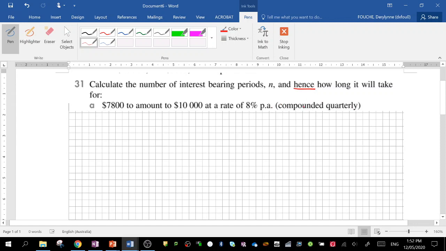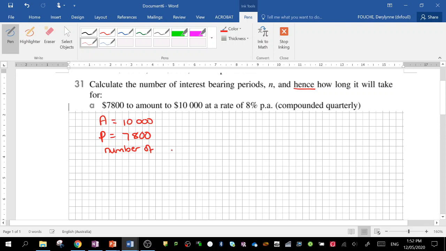Compounded, you're using your compound interest formula. Per annum, it's happening every year. Compounding quarterly. So let's put in our values. A is our final value, which is going to be 10,000. P will be 7,800, our principal value.